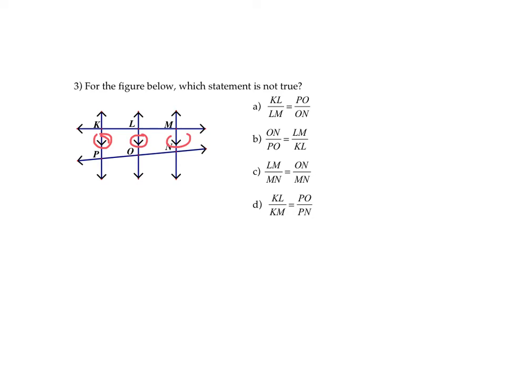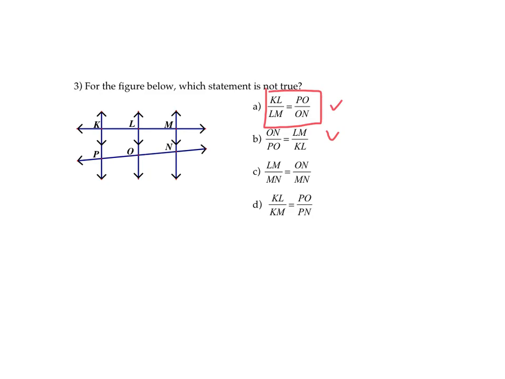So we're looking for patterns here. In the first case, check it out. It says that KL over LM would be equal to PO over ON, and that's true. So that's not our final answer. I'm going to clean this up a little bit, and we'll take a look at the next proportion. Next we have line segment ON over line segment PO is equal to line segment LM over line segment KL. That's true. All right, so I haven't found our solution yet.